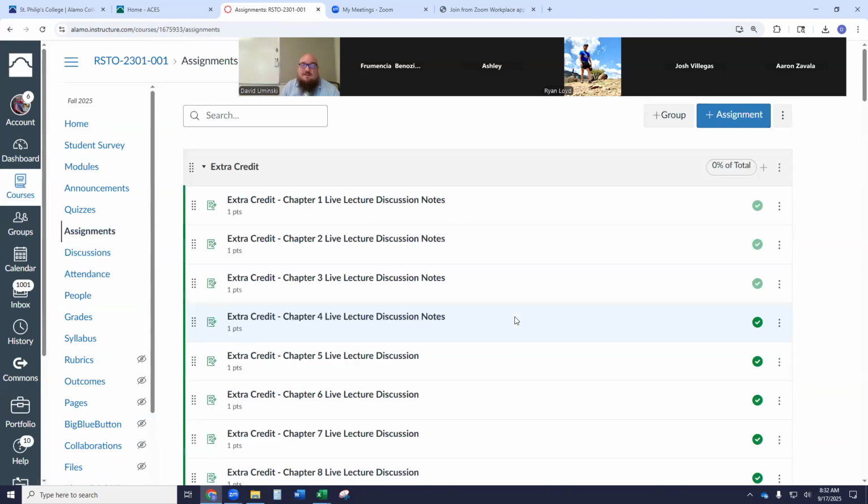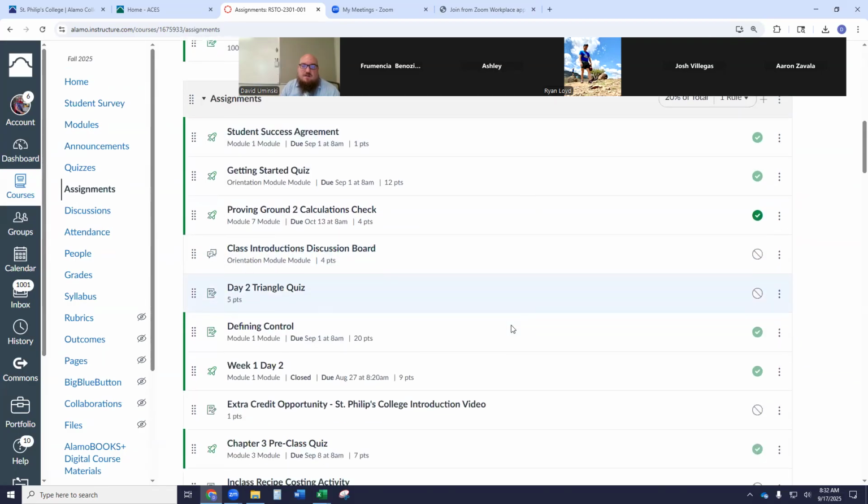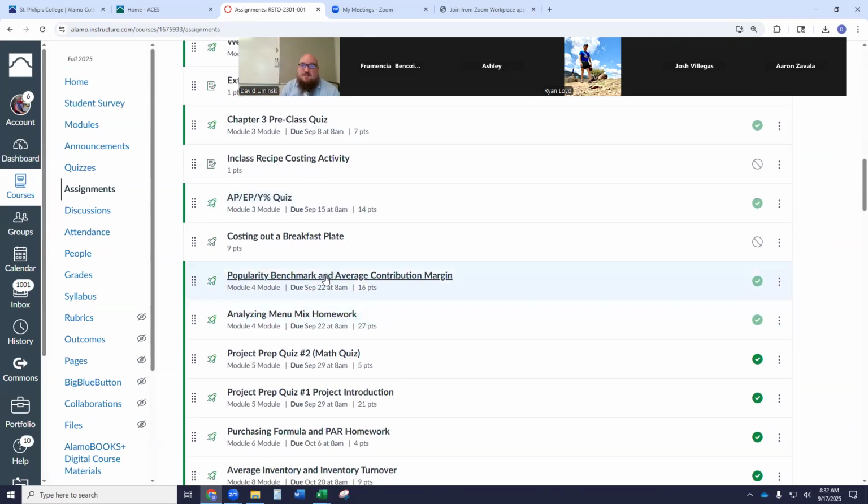All right, so if you have not already done the popularity benchmark and average contribution margin, I would like you to get that done. That's going to be first. That's going to help you reinforce finding that benchmark and also finding the average contribution margin. Then you have the analyzing menu mix homework. This is going to be due on Monday of next week.